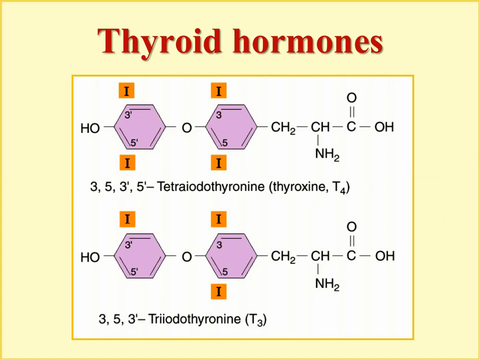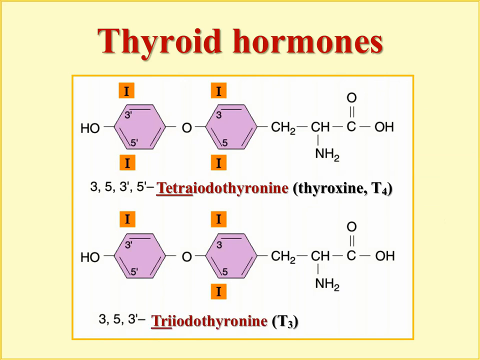Let's recall their structure. As you can see, they are almost identical. This is tetraiodothyronine, thyroxine, T4, and beneath there is triiodothyronine, T3. There is only one difference: one iodine atom is absent in triiodothyronine. But somehow triiodothyronine is much more potent as compared to thyroxine.